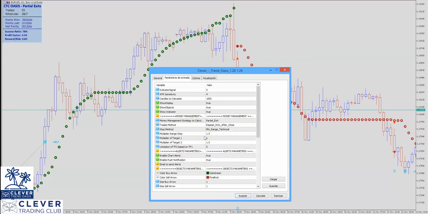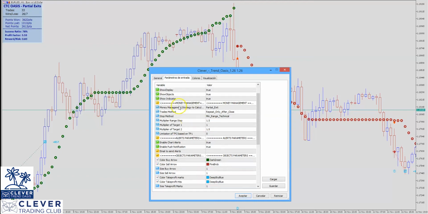And very important with the indicator is the money management strategy, which you can find here. So the money management strategy defines what method should be used to calculate the display indicators: exit on the first take profit, exit on the second take profit, a partial exit, or close. Well, that partial exit means close the trade when price reaches target 2 and set a break-even stop at the open price when price reaches target 1. Trading method.